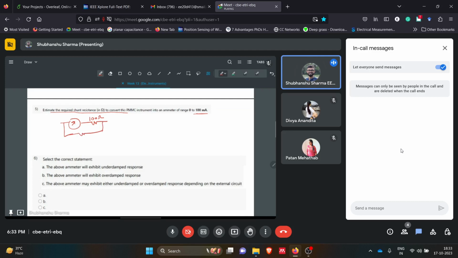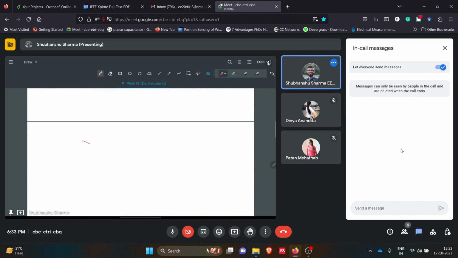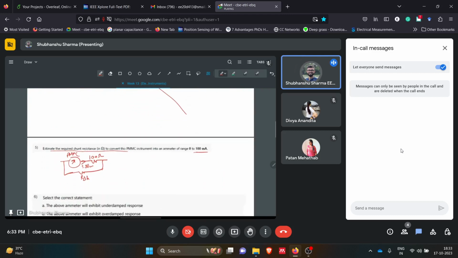And if you are making an ammeter from a PMMC meter, you have to keep in mind that you have to apply a shunt resistance in parallel to this PMMC meter. Okay, keep this in mind. So, you know that the full scale deflection current was 3.88 milliamperes based on the previous question, the third question. So from here 3.88 milliamperes of current is flowing, and they are asking us to calculate for 100 milliamperes of current.